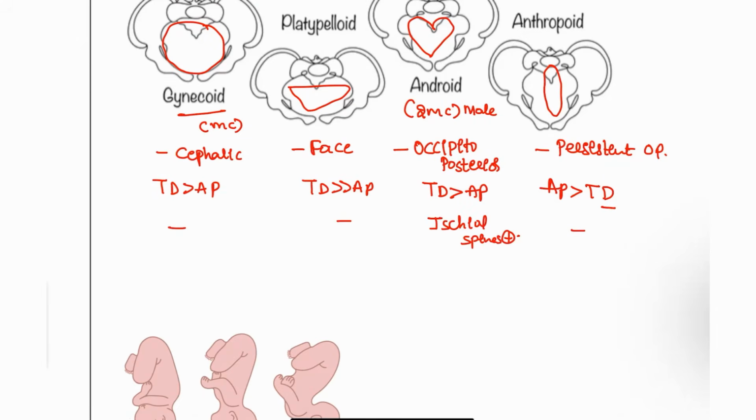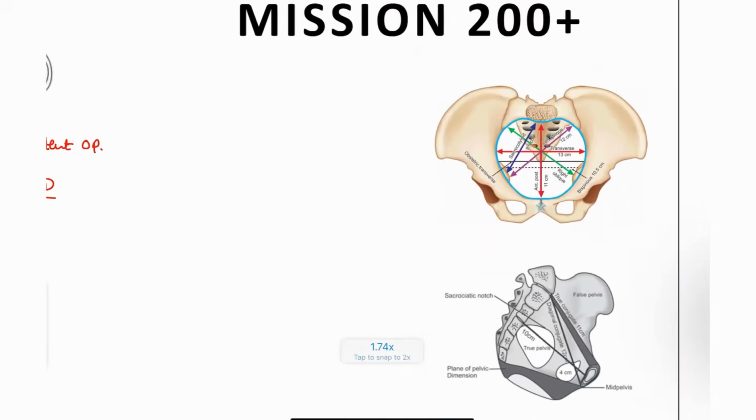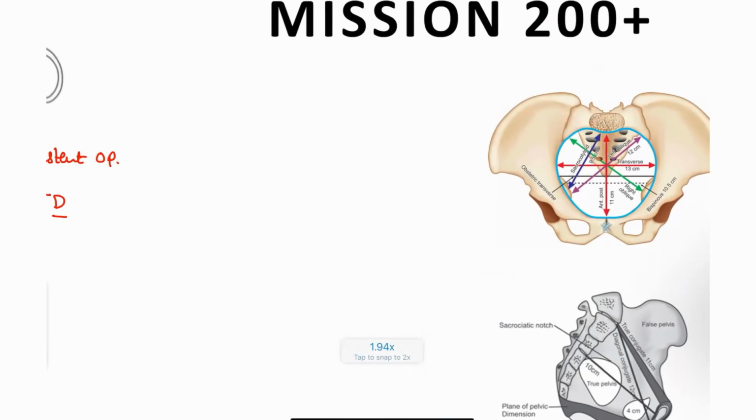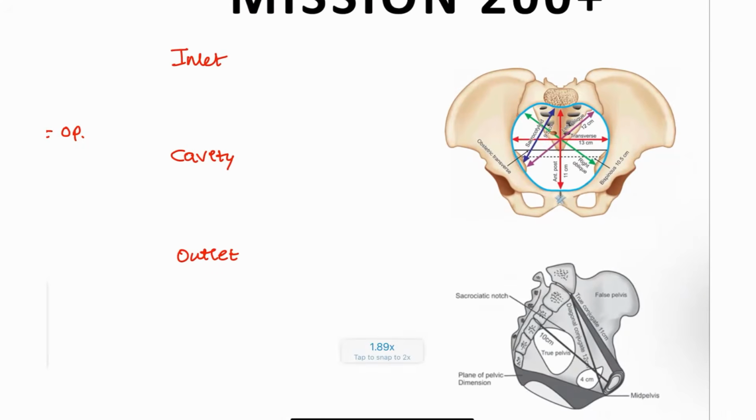Next, moving on to the pelvis and the dimensions and diameters that you have to remember. The maternal pelvis is divided into three segments: the inlet, the cavity, and then the outlet. The inlet lies at the level of the pelvic brim. The cavity lies at the level of the ischial spines. The outlet is at the level of the ischial tuberosity. First we'll see the important diameters that you have to remember.